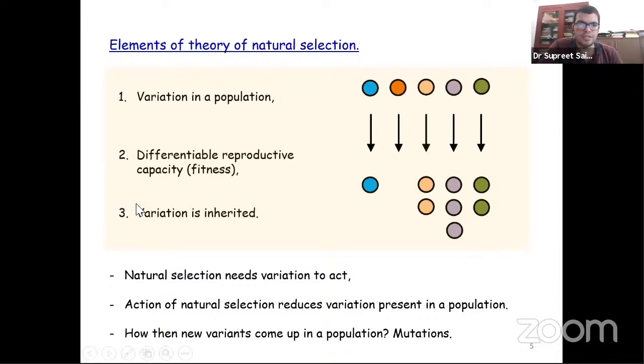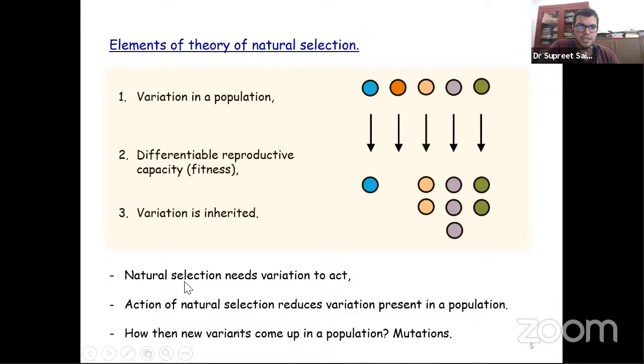And the third component is that this variation that was present in the population is also inherited. So the blue individual gives rise to a progeny, which also is blue in nature, and so on and so forth. So these are the 3 key elements of the theory of natural selection.